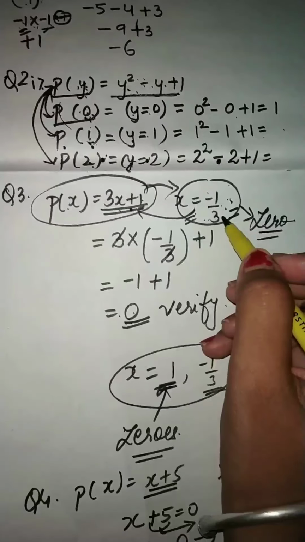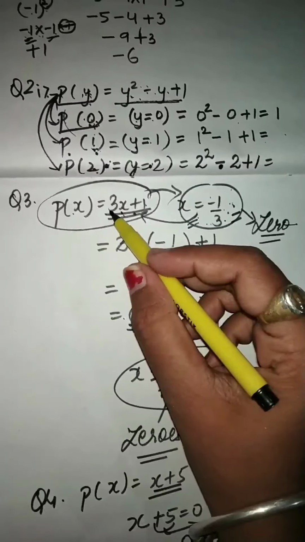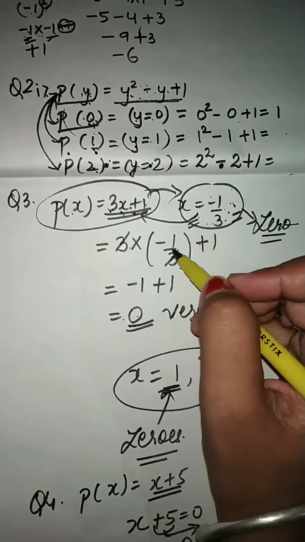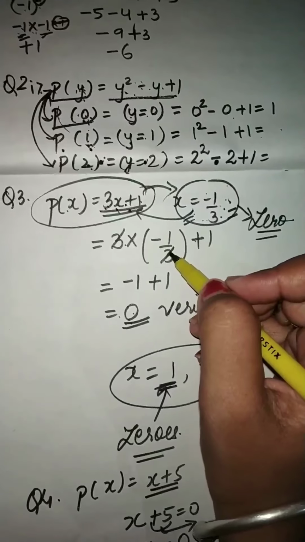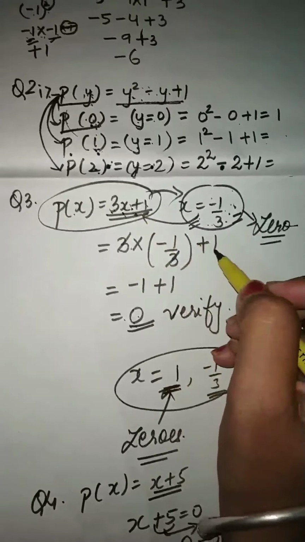Put this value of x in the given polynomial. So we have 3 into x, and the value of x is minus 1 upon 3. So we will write it as minus 1 upon 3, plus 1, same as it is.